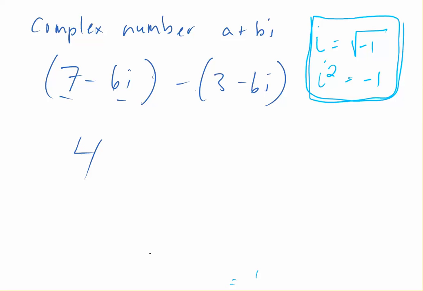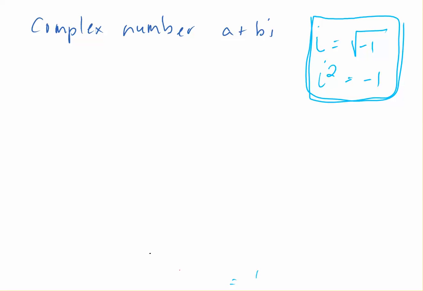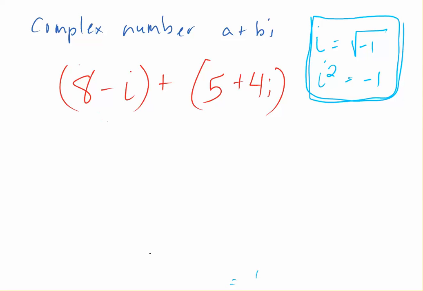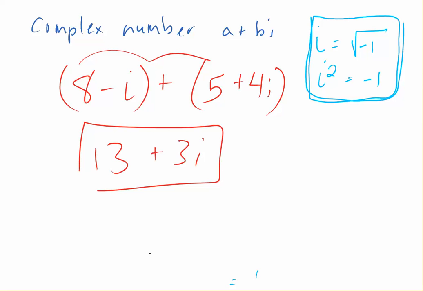-6i minus -6i, so -6i plus 6i is 0. And so our answer is just going to be 4. Okay, let's say we want to do 8 minus i plus 5 plus 4i. The 8 plus the 5, we can do that to get 13. Negative i plus 4i is plus 3i. And that's our answer, 13 plus 3i.